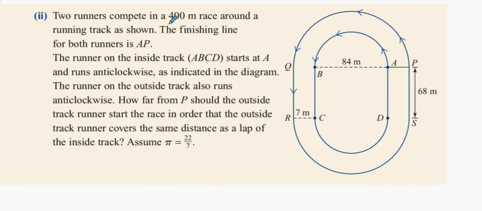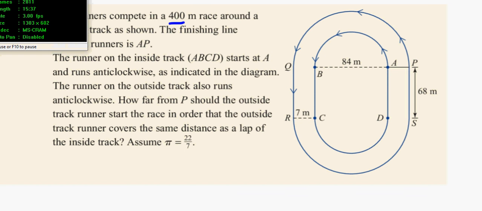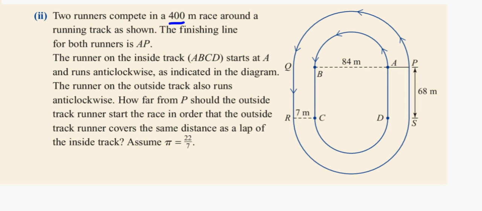2 runners complete a 400-meter race around the run track as shown. Well, let me read it first. Right. 2 runners completing a 400-meter race around the run track as shown. Yeah, you're right. It's the same size as the original track, okay? The runners on the inside track start at A. They run anti-clockwise, which means they run... Oh, they even put arrows here for you. Look at this. And you start here.